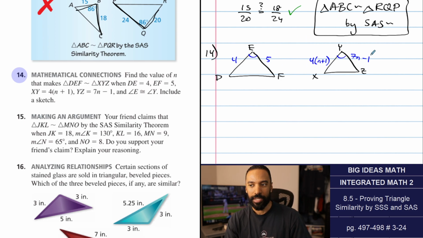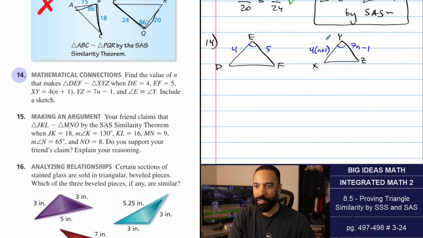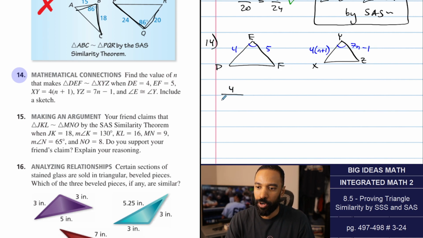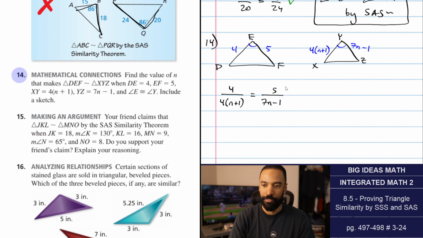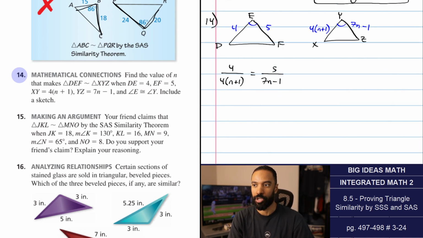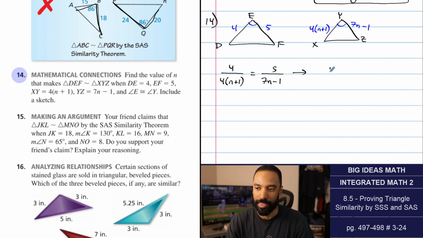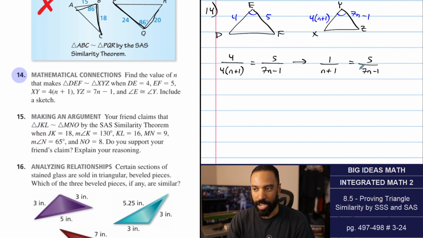And yeah, I have no idea which ones are bigger or smaller than others because these both have n's in them. But for them to be similar, we need 4 over 4 times the quantity n plus 1 to be equal to 5 over 7n minus 1. If you'd like to ease things up, sometimes you don't know what things can cancel and not. 4 divided by 4 can be 1. So if you'd like to rewrite this, this can be 1 over n plus 1 equals 5 over 7n minus 1. Either way, cross multiplication is going to happen, right? I want to get these out of the denominators. 7 times n minus 1.